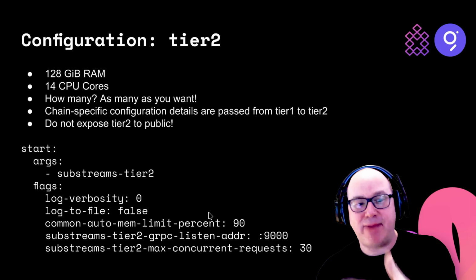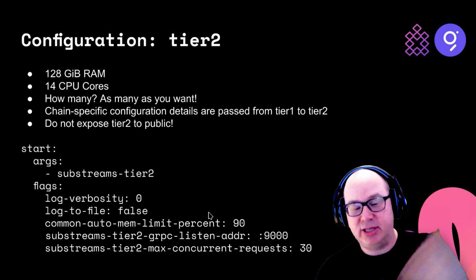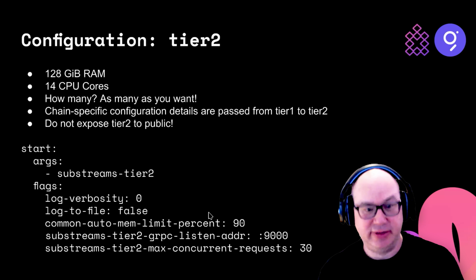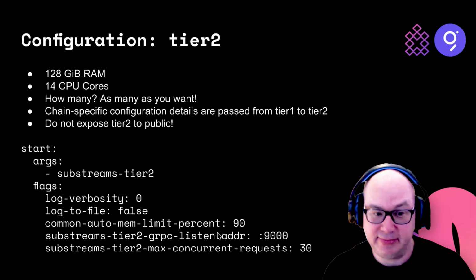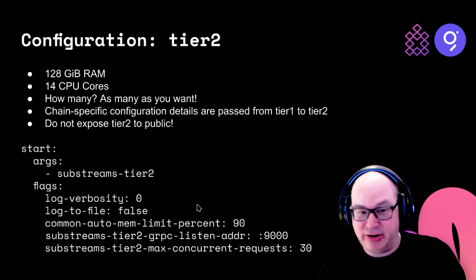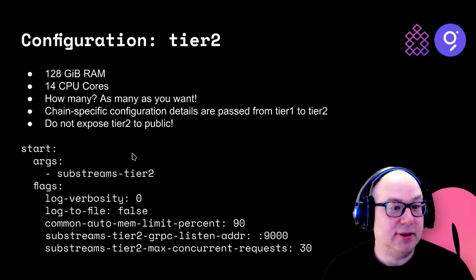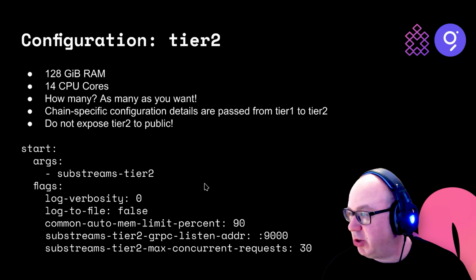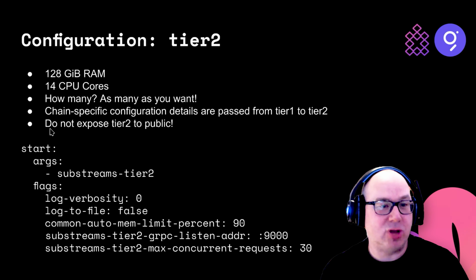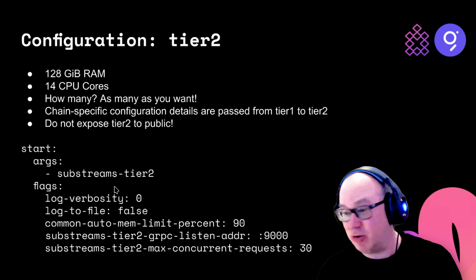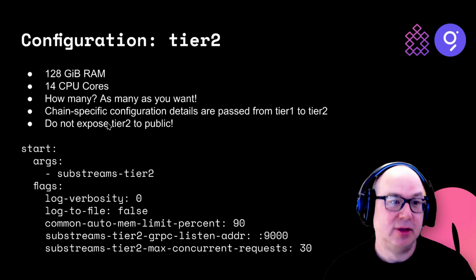Okay, so tier 2 is not passing the results back to tier 1. Tier 2 is writing the results back to the storage and then tells tier 1 it's finished, and then it's ready to accept another job. So this is our configuration. It's very simple. Just one warning here: don't expose the tier 2 nodes to the public, because they accept configuration parameters, so you don't want to be exposing that to the public.